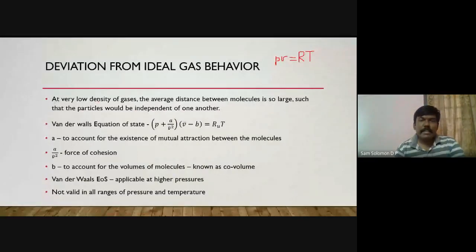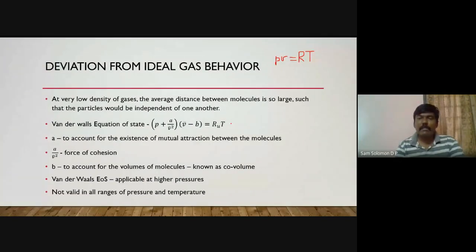At very low density of gases, the average distance between the molecules is so large that the forces of attraction and repulsion are not going to come into picture. The average distance between the molecules will be greater than the volume of the molecules themselves. In such criteria we go for ideal gas behavior, where the particles are independent of each other. If the gas is not of low density, then there is a deviation from ideal gas behavior.